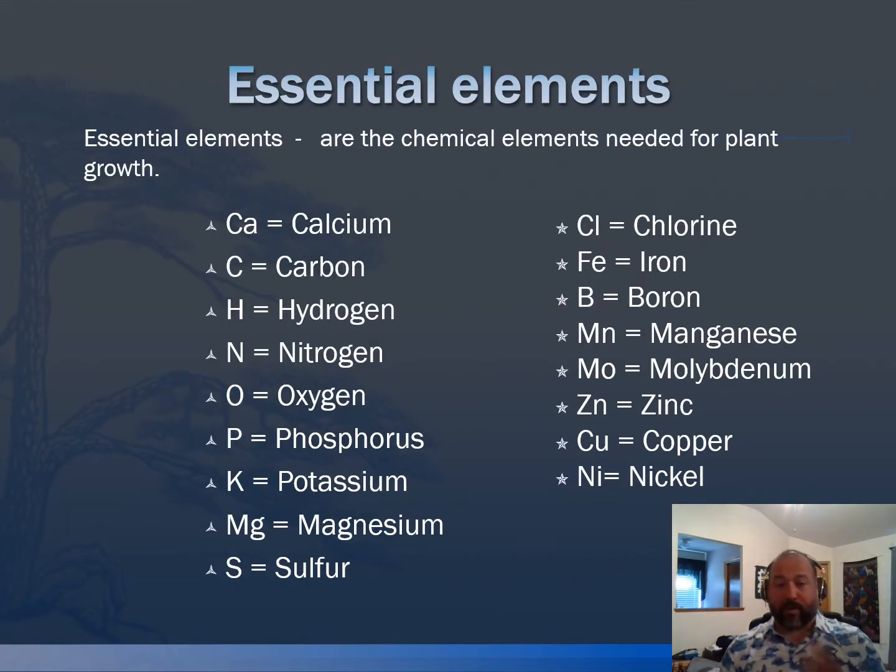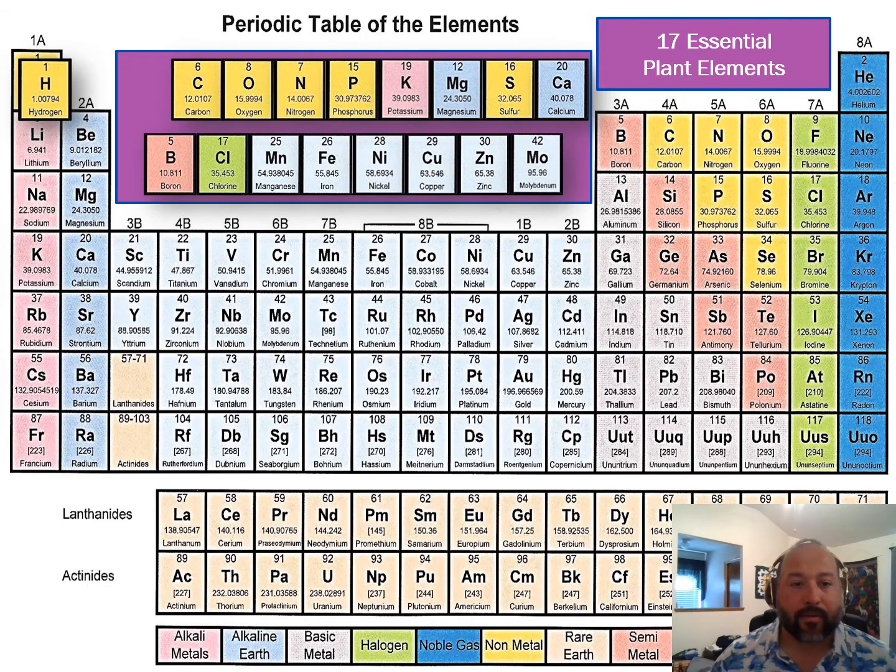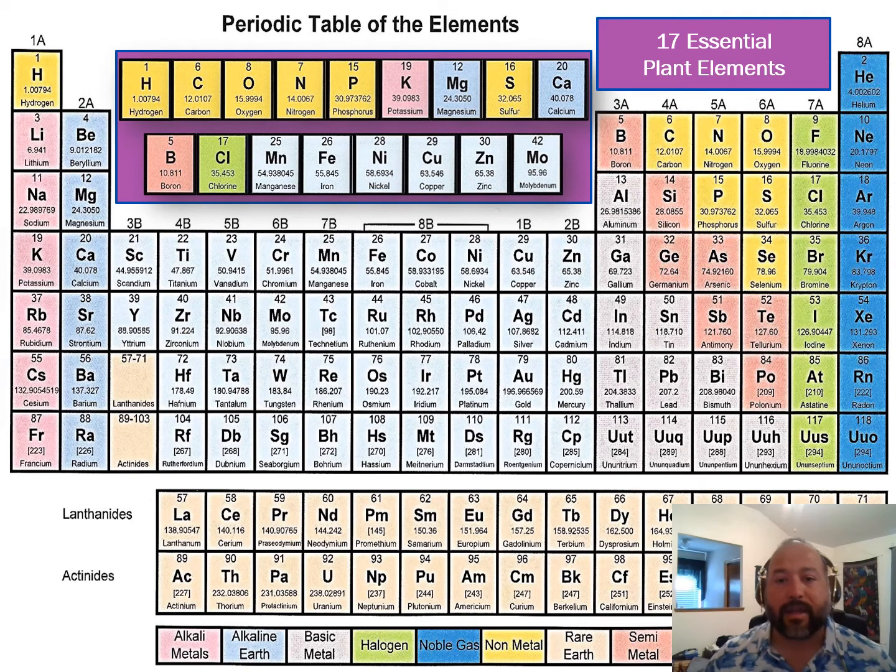And so the elements that we really want to focus on in terms of plants, the big three, are going to be nitrogen, phosphorus, and potassium. But in terms of essential elements that the plant needs, it needs all of these. It needs different doses of all of these, but it needs all of them. So calcium, carbon, hydrogen, nitrogen, oxygen, phosphorus, potassium, magnesium, sulfur, chlorine, iron, boron, manganese, molybdenum, zinc, copper, and nickel. We need all of those for proper plant growth. So these are the 17 most essential plant elements that are needed.